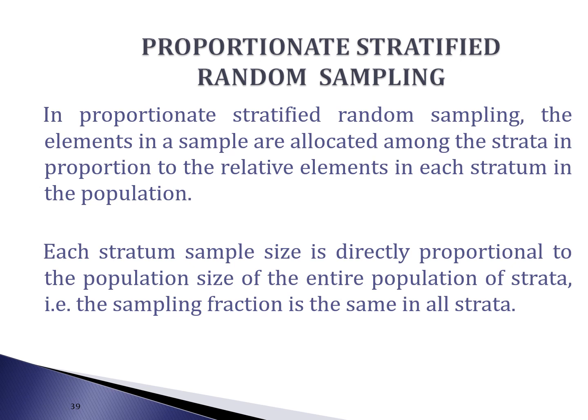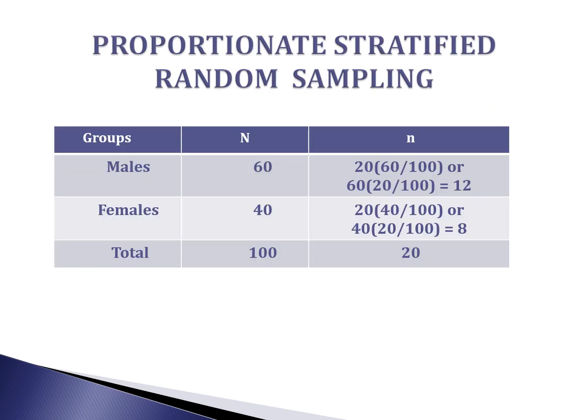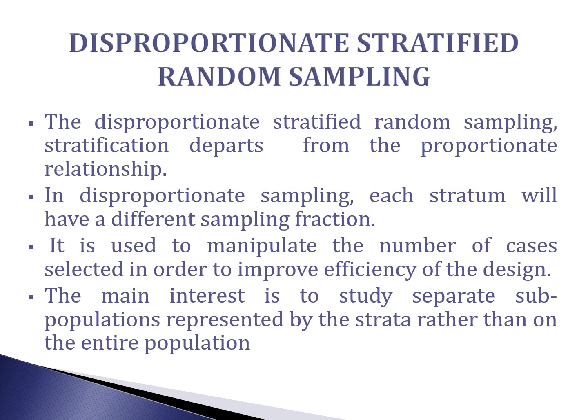In proportionate stratified random sampling, the elements in a sample are allocated among the strata in proportion to the relative number of elements in each stratum in the population. Each stratum's sample size is directly proportional to the population size of the stratum. That is, the sampling fraction is the same in all strata. In disproportionate stratified random sampling, the stratification departs from the proportionate relationship. Each stratum will have a different sampling fraction.